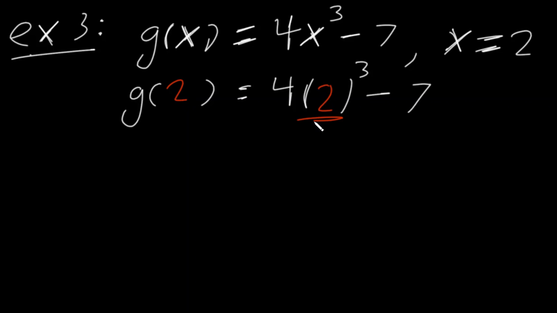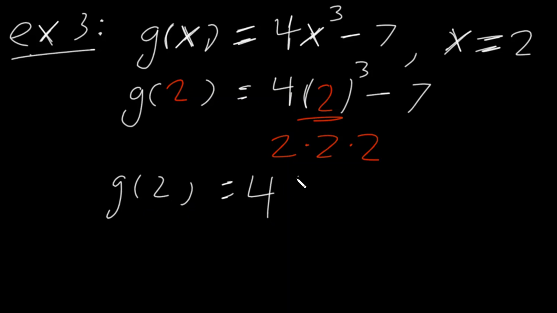Now, one quick note. When we had x squared, that meant that the number was there twice. So when we have x cubed, that means that number will be there 3 times. So since we have 2 cubed, we will have 2 times 2 times 2. We have g of 2 is equal to 4 times, 2 times 2 would be 4, and 4 times another 2 would be 8. And that's simply how you do a cube. Just multiply the number by itself 3 times, minus 7.